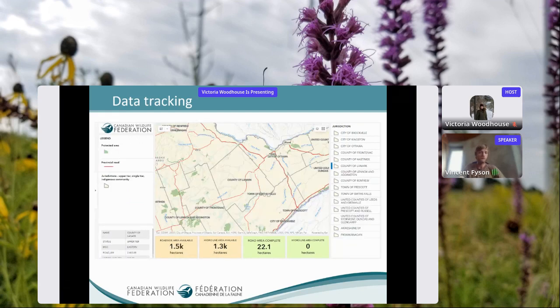For example, we can zoom into a county, in this case Lanark, to see that there's the potential to restore 1,500 hectares of road verges and 1,300 hectares of hydro rights of way. It also shows us what's been done to date. The values in this are incomplete. I've only just put in a few restoration areas as an example. But it can give us, for a jurisdiction, what's available and what's been done. Next slide, please.